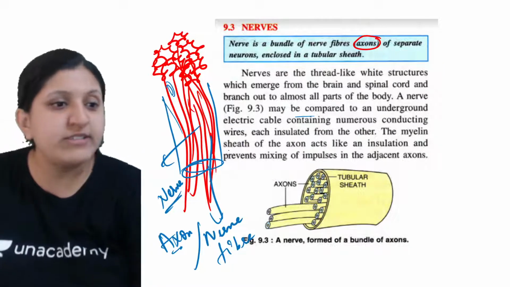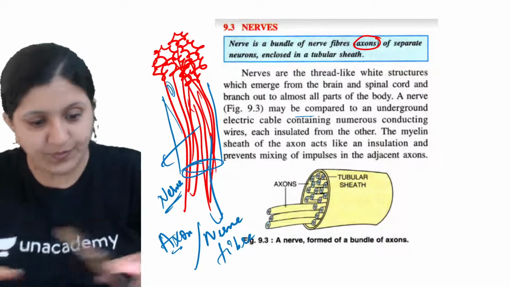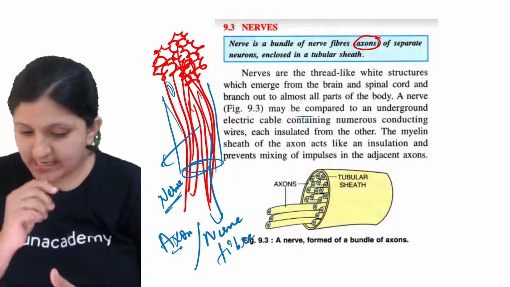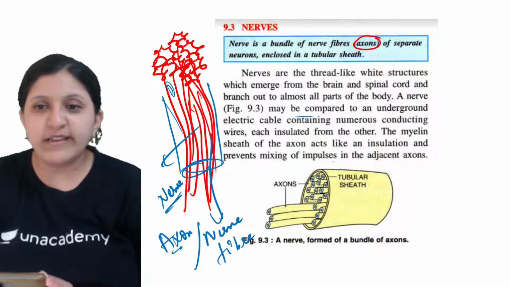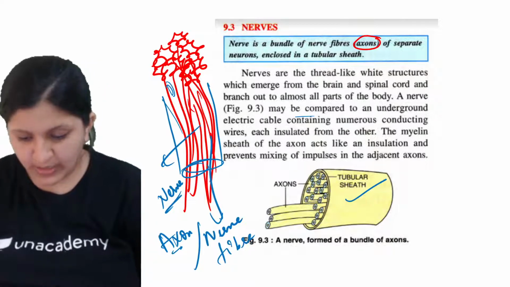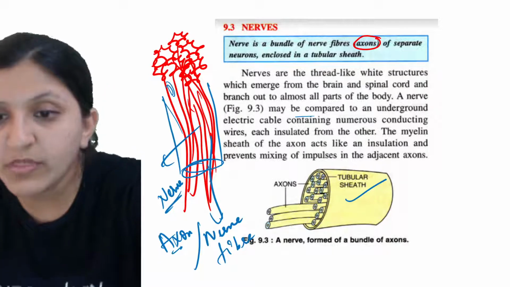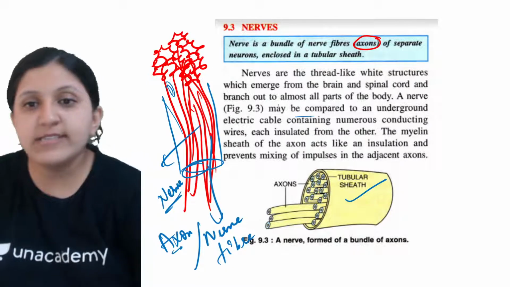Have you ever seen an underground electric cable? Has anybody seen how exactly an underground electric cable looks? This is how it looks. That is the tubular sheet, and in this case the tubular sheet is covering this one.